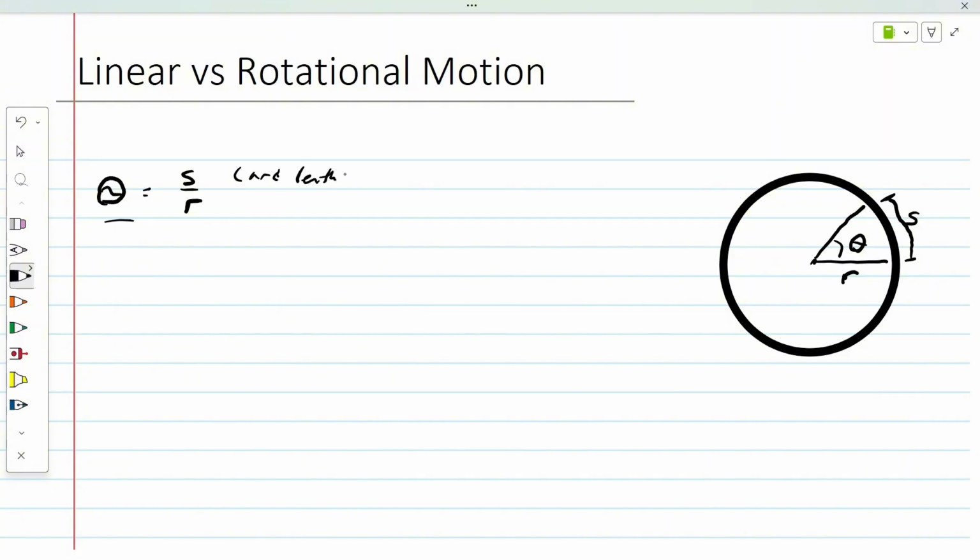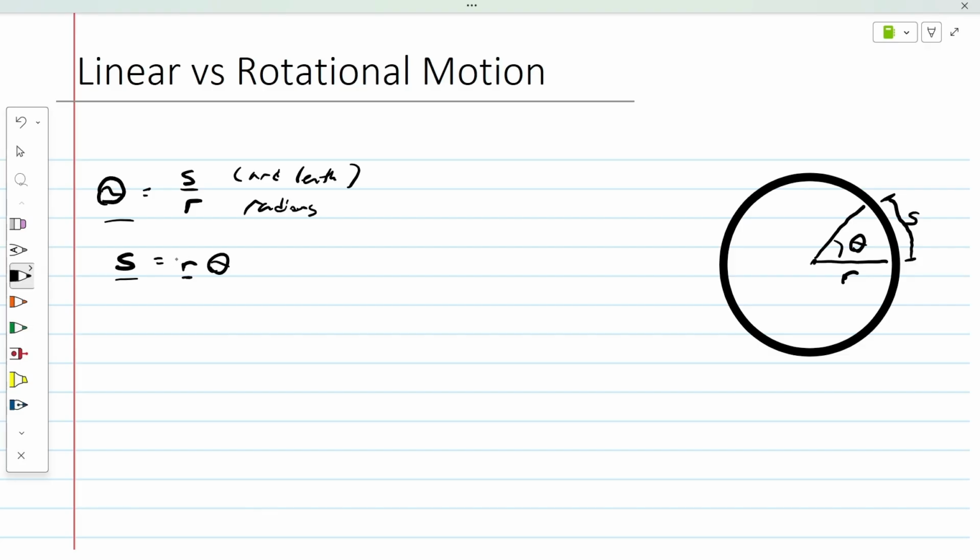So that's the actual distance traveled. If you walked around a circle and looked at how far you traveled, that would be this arc length, and this r is just the radius. Let's rearrange this equation to say s is equal to r times theta. So this is how we can relate it through the radius: from the angle traveled, we can find the distance through the radius.